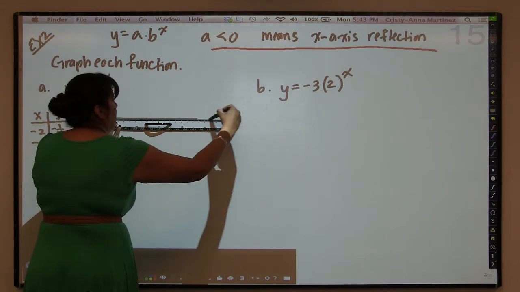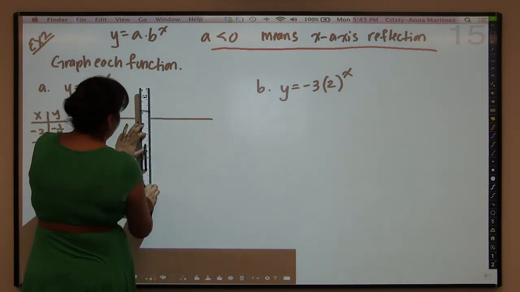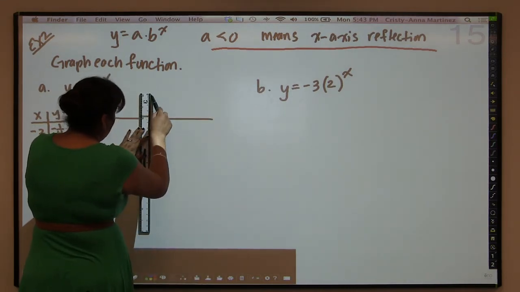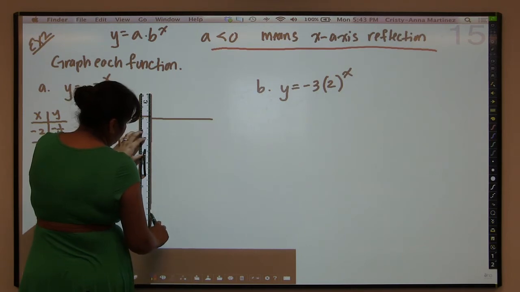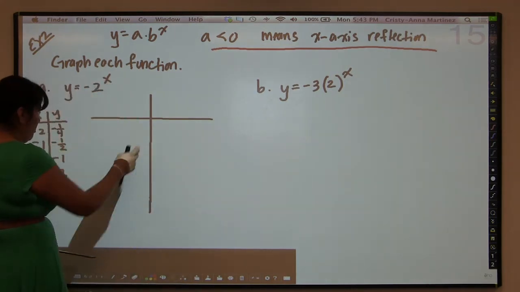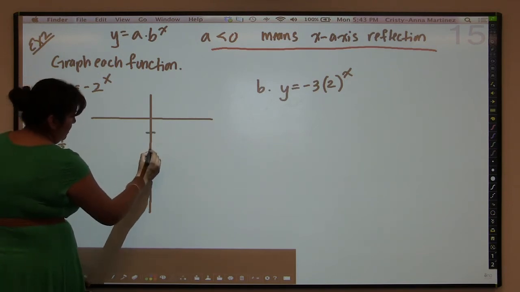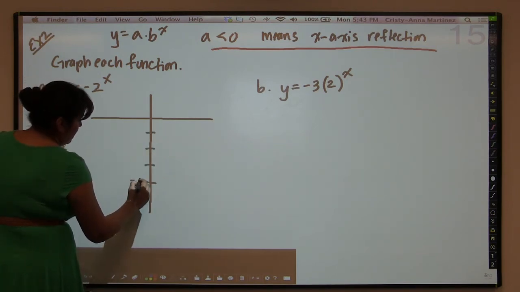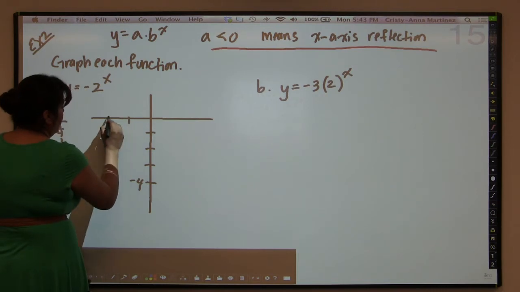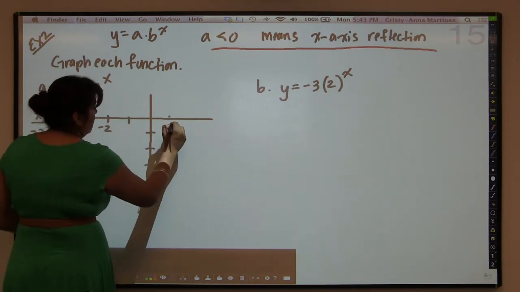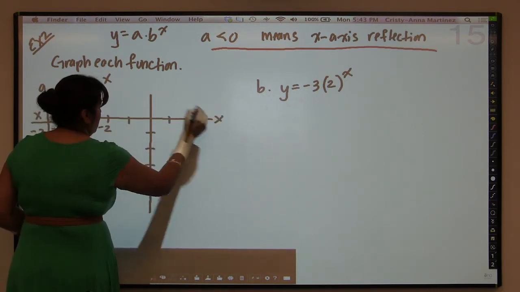So I'll draw my y-axis like that, and I'm going to make my y-axis a little bit longer because I want all these negative values. I want to go all the way down to -4. So -1, -2, -3, -4. I still have 1, 2 on the x-axis, and x, y.